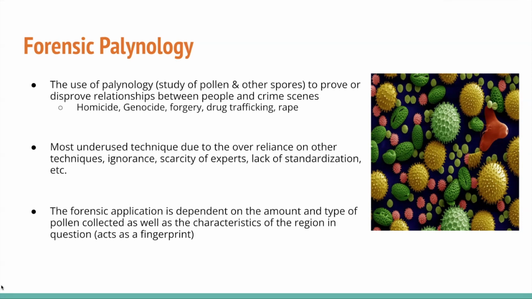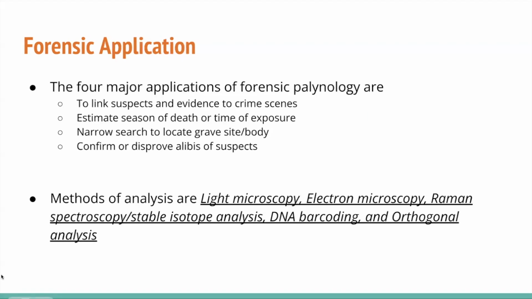All the characteristics of a pollen spore, we can basically compare to a fingerprint. They all have their own very unique traits that we can go off of. So there are four major applications of forensic palynology. This is to link suspects and evidence to crime scenes, and estimate the season of death or time of exposure of a body. We can also narrow down the search to locate a gravesite or a body based on the pollen, and we can even confirm or disprove alibis of suspects, basically confirming whether they are where they said they were based on the pollen that we found.